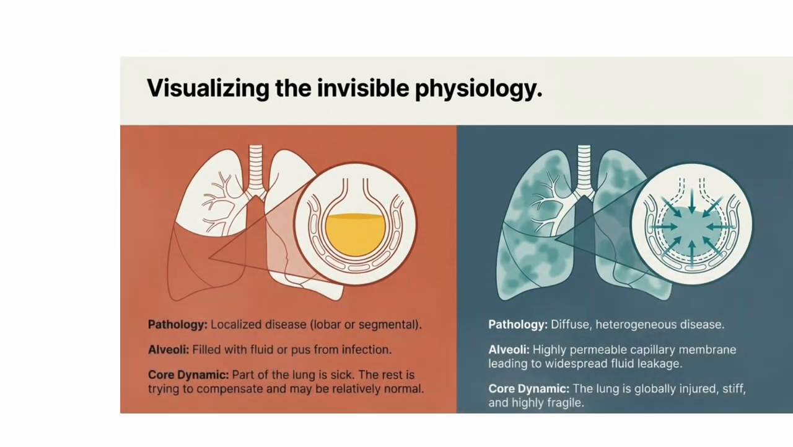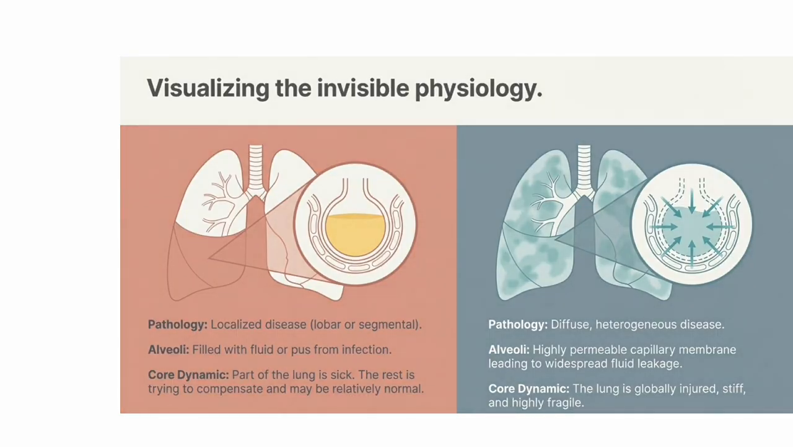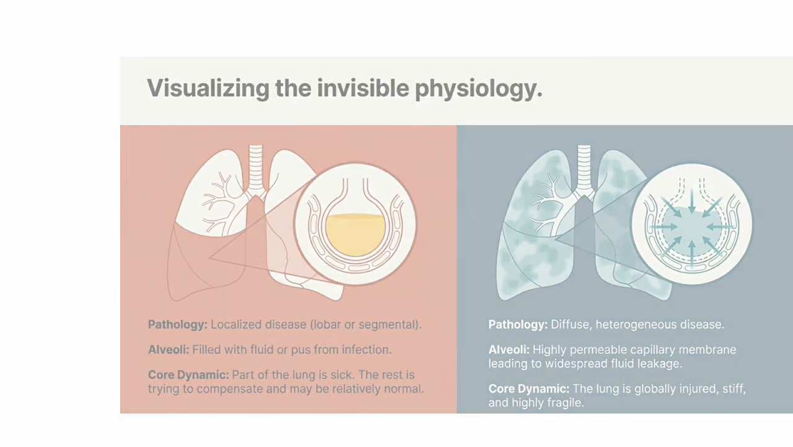Now we go deeper, beyond the monitor, beyond the X-ray, into the lung itself, what we cannot see but must understand. On the left, pneumonia. The disease is local. Some alveoli are filled, fluid, pus, silence. But around them, the lung is still alive, still open, still working, still trying. This is an uneven lung, part sick, part compensating.